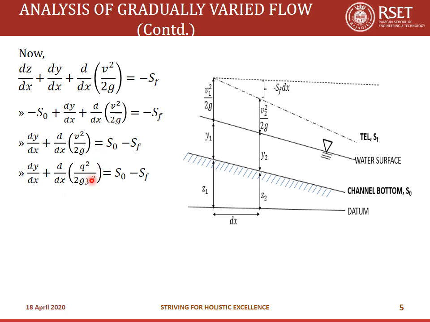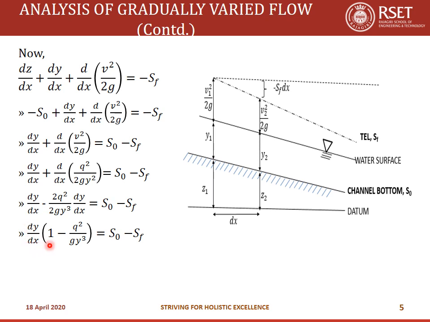1 by y squared, when you differentiate with respect to x, you're going to get minus 2 divided by y cube into dy by dx. So substituting, I will get dy by dx minus 2q squared by 2g y cube dy by dx is equal to S naught minus Sf. 2 and 2 will get cancelled off. Dy by dx can be taken common outside, and I will get dy by dx into 1 minus q squared by g y cube is equal to S naught minus Sf. Or dy by dx is equal to S naught minus Sf divided by 1 minus q squared by g y cube.